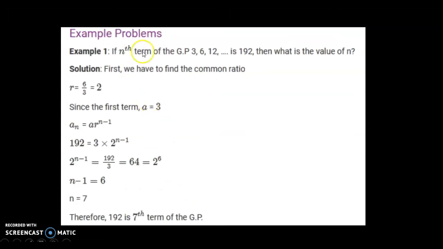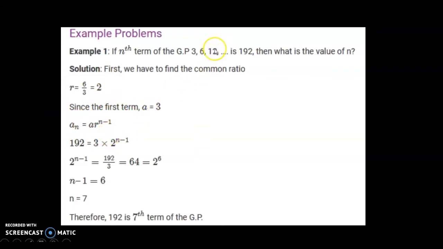Yeah, this is the example for the GP: if the nth term of the GP is 192, then what is the value of n? So we have to find the n, that is, which term is 192. So this is the formula, an is equal to a into r to the power n minus 1, to find the nth term of the GP. This is the formula for it.